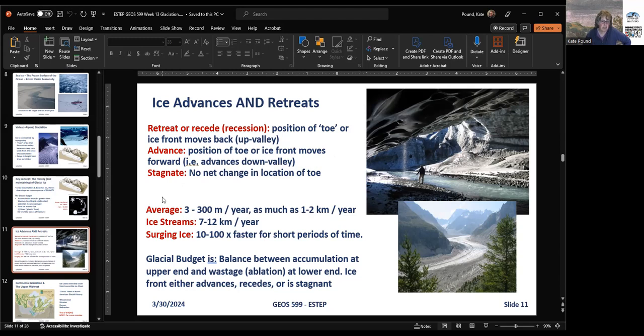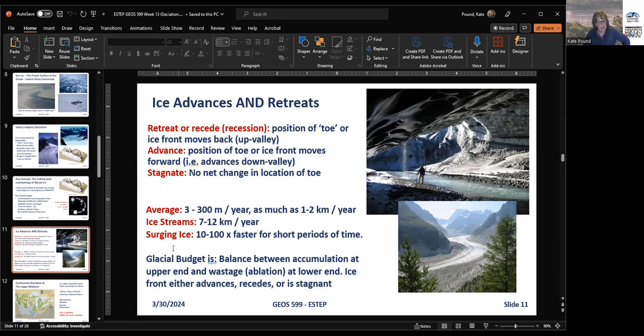So you may wonder how fast ice moves. Well, it varies. The average rate ranges, and this is quite a big range, from 3 to 300 meters a year, but it can be as much as 1 to 2 kilometers a year. There are some areas of really fast moving ice, particularly when it comes to outlet glaciers in Antarctica. These get called ice streams, and they can move as fast as 7 to 12 kilometers a year.